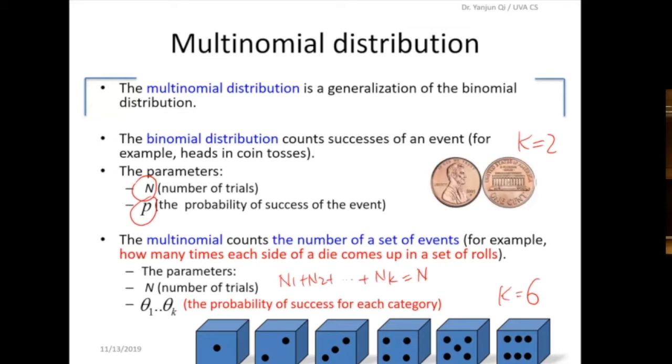And also the parameters of the multinomial distribution are this total number n, and the probability of each elementary event appearing. In this case, it's theta 1 until theta k, and the summation of theta 1, theta 2 until theta k is 1.